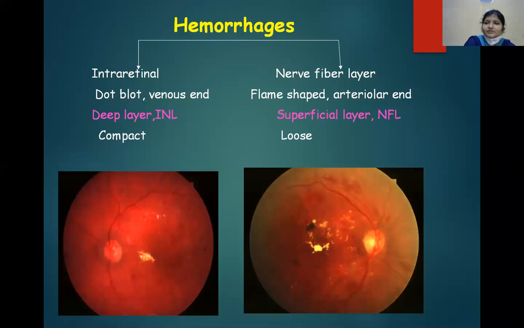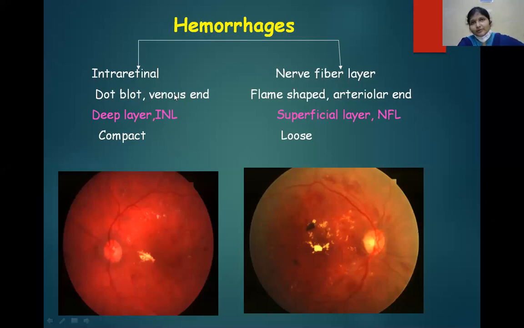Next important feature we see in retinopathies is hemorrhages. There are two types of hemorrhages, superficial and deep. So what are deep hemorrhages or intraretinal hemorrhages? These hemorrhages occur in the inner nuclear layer.